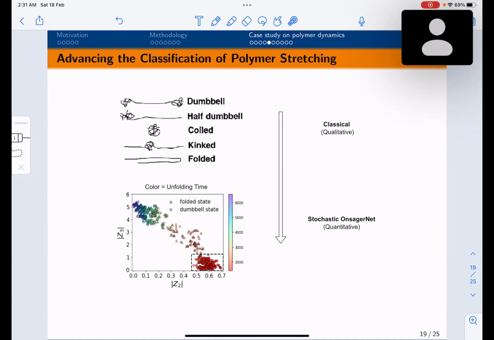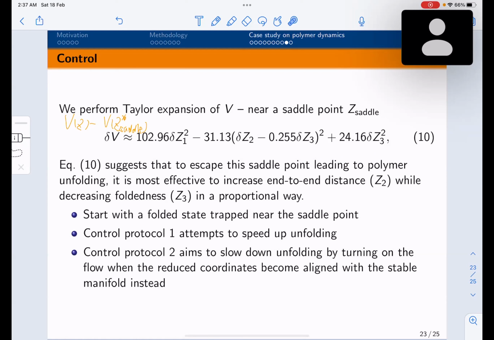And we use the Taylor expansion. We got this result. Actually, delta Z means Z minus Z star. And we can see this equation tells us if we want to escape, because if Z is equal to Z star, then it is 0, right? But we want to escape from the saddle point.